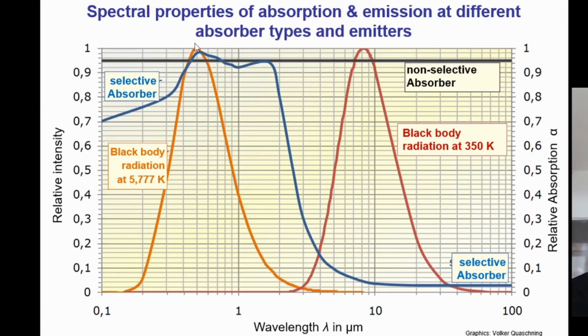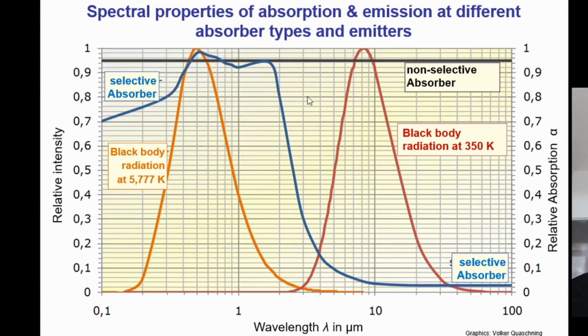So that means it has a good absorption in the infrared range, but also has a high emission. That means the infrared radiation is emitted very well. So we have a very high quantity of losses here in the 10 micrometer range. This is a black body radiation at 350 Kelvin, which is a typical surface temperature of an absorber of a non-concentrating flat plate collector. So what can we do?